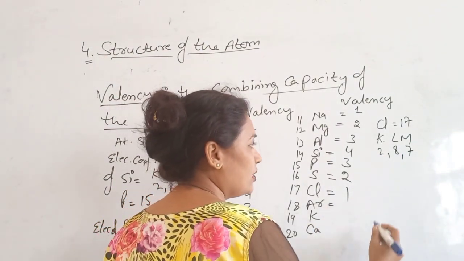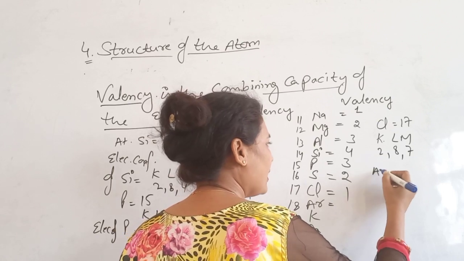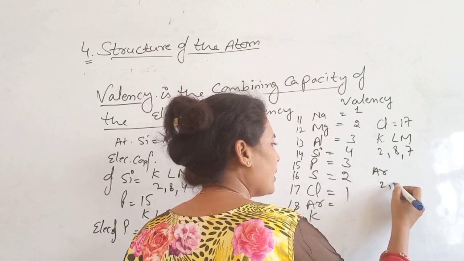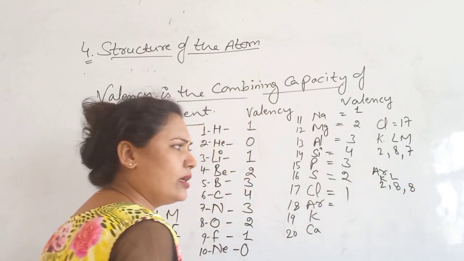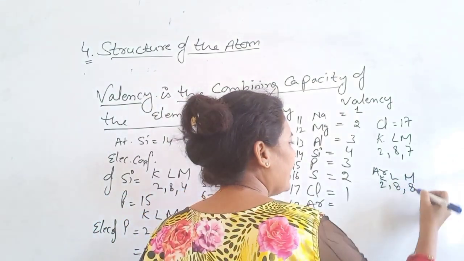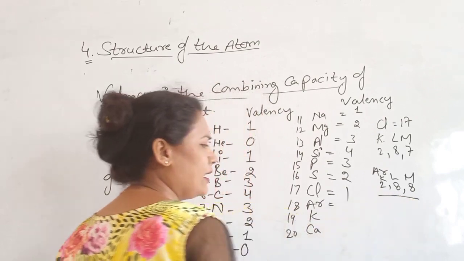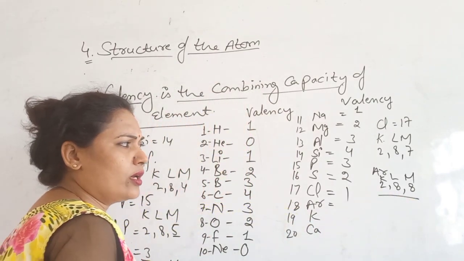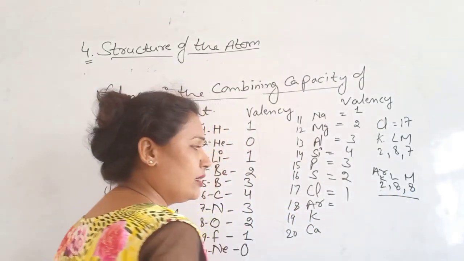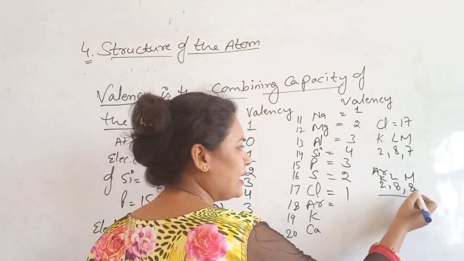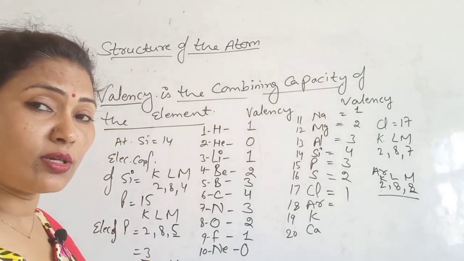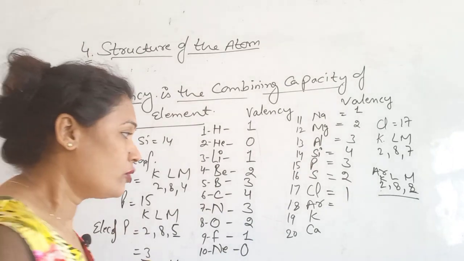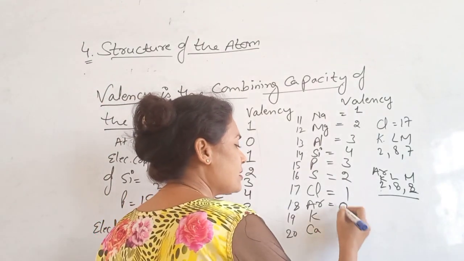Next, argon. The configuration of argon is 2, 8, 8. K shell contains 2 electrons, L 8 electrons and M 8 electrons. 8 plus 2 is 10, 10 plus 8 is 18. So we will get 8 electrons in the outer shell. So there is no need for gaining or losing electrons, because its octet is complete. So its valency is 0.